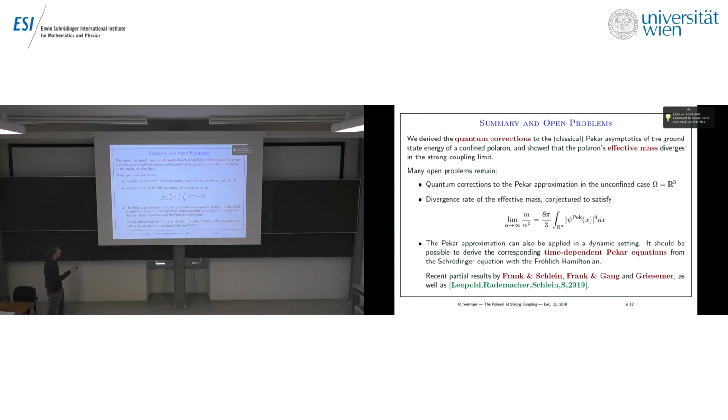The last point, just to say that there's a corresponding time-dependent problem. So this was all about the ground state. Somehow one would also like to know the corresponding dynamical problem. If you look at the dynamics of a polaron, you can, for strong coupling, approximate it reasonably well by the corresponding classical dynamics, which is simply the dynamics generated by this classical Pekar functional, which I can think of as a classical dynamical system.